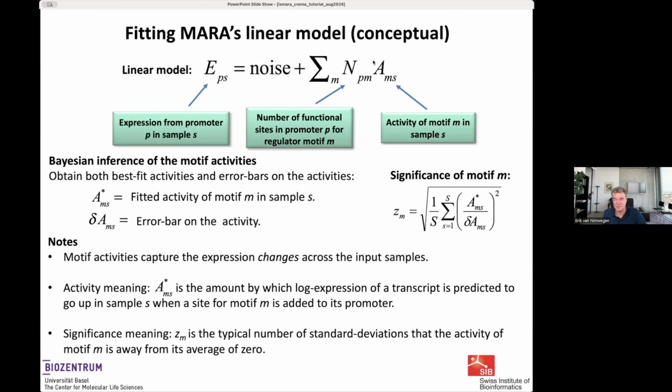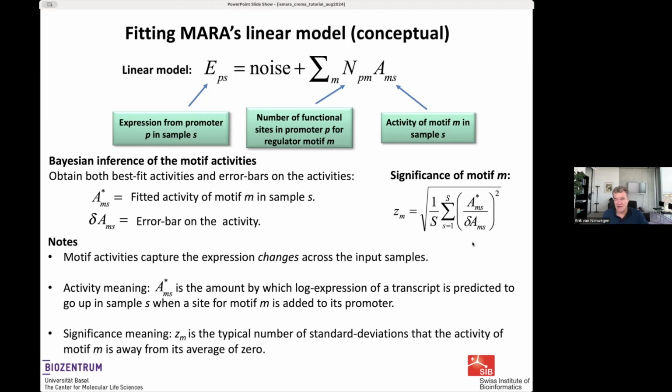We try to fit the motif activities that can best explain the observed expression across the samples. So we infer both the best fitted motif activity, A star MS. We also give error bars on these motif activities. So we say how certain we are of them.